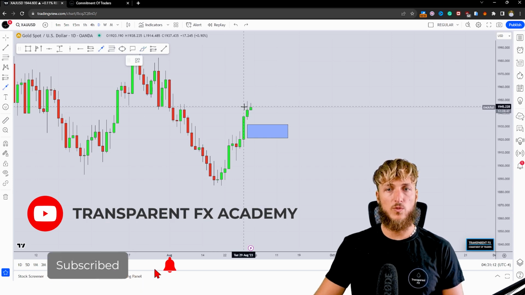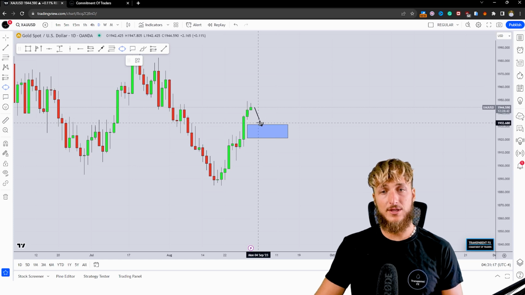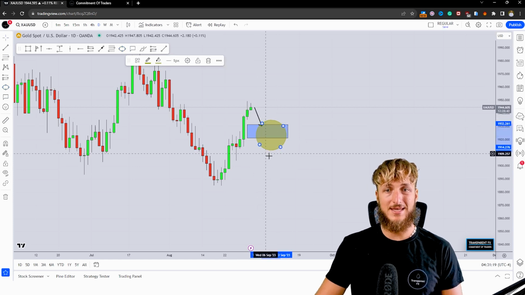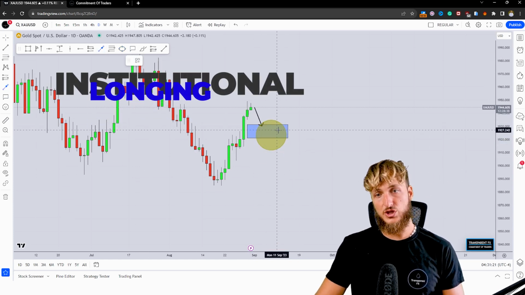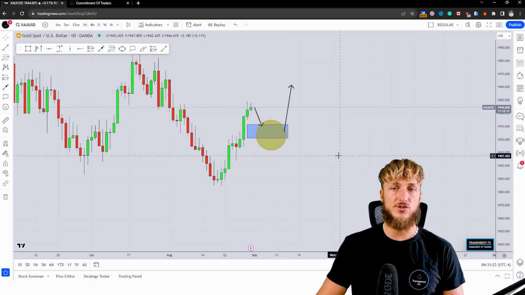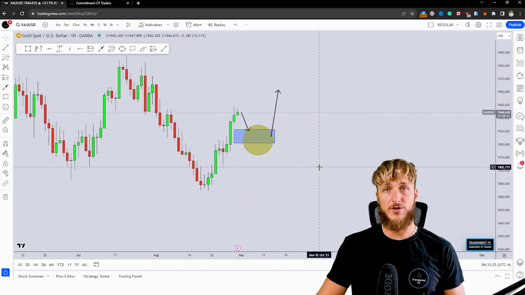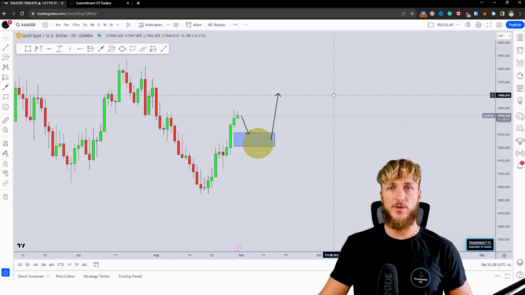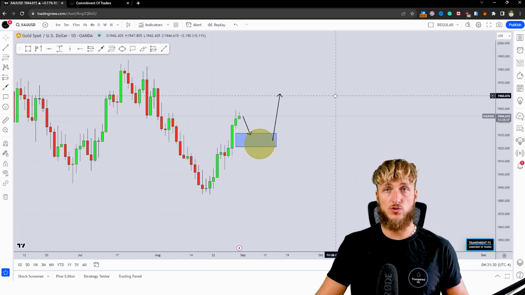So if the market here will provide a correction to this zone, inside of here, we could definitely have the possibility of seeing institutional longing, which at that point would further increase the probabilities of a potential reversal to the upside away from the zone. Now, why am I speaking about institutional longing?